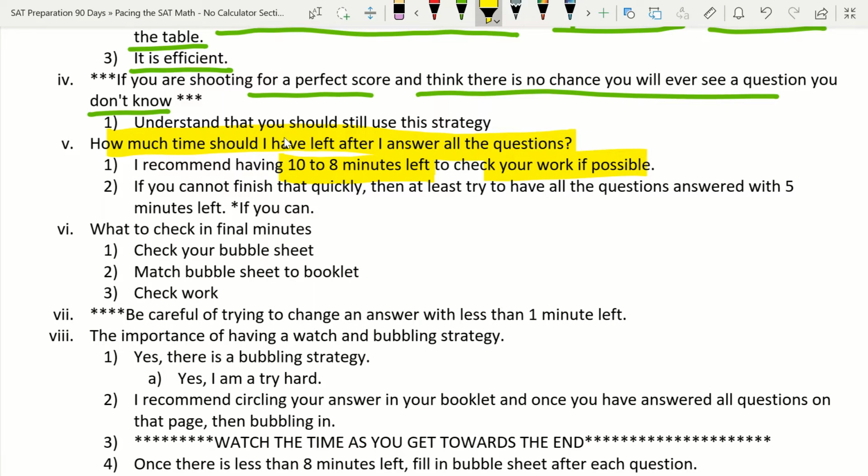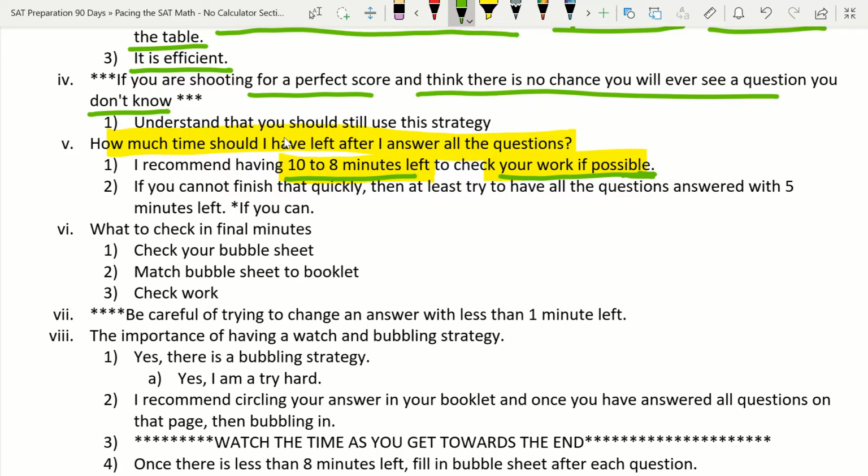Some people are really good at doing math in their head without a calculator like this, and they can finish all those 20 problems in about 15 or 17 minutes. And if they can do that, they're going to have 10 to 8 minutes left to check their work. Now, having 10 to 8 minutes left to check your work on the math no calculator section, that's ideal in my opinion. And if you can do it, your math is very solid. You can solve those problems very quickly.